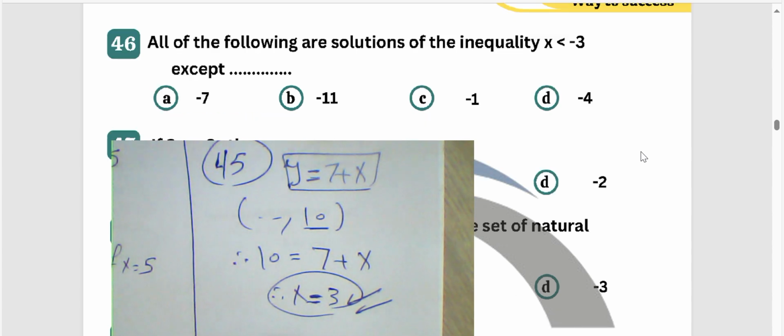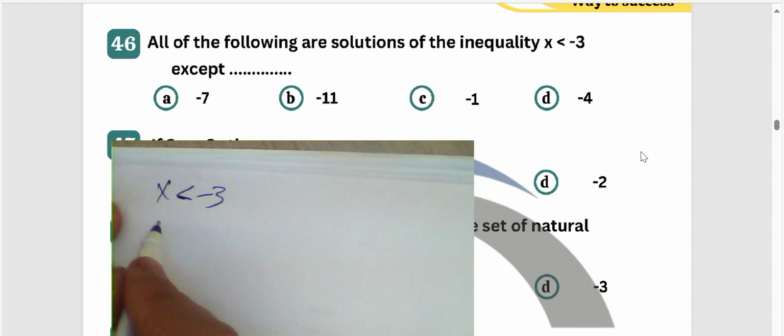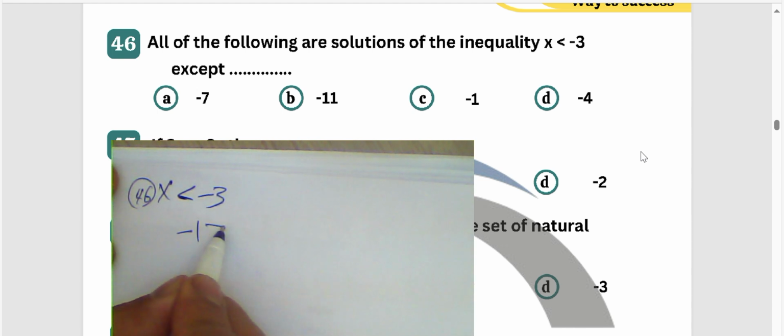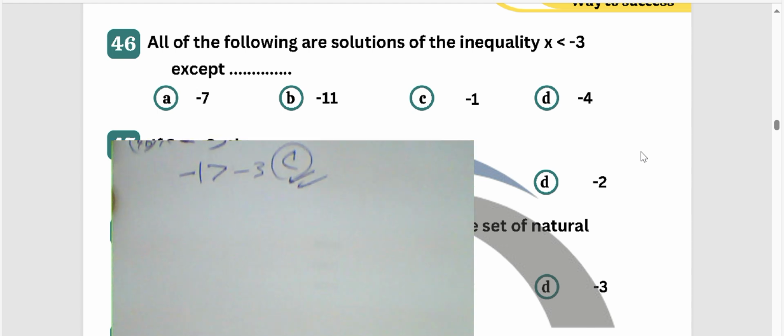Number 46. All of the following are solutions of the inequality x less than 3 except what? Here we have numbers less than 3. It will be -1 because -1 is greater than -3. Choose letter C for this question. Next example.